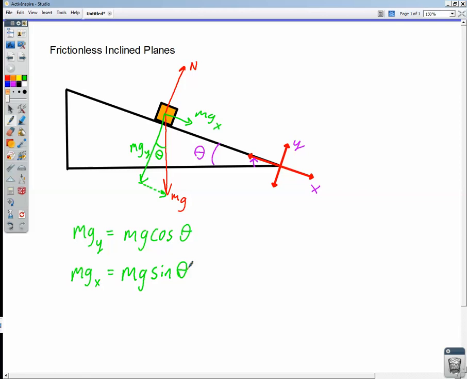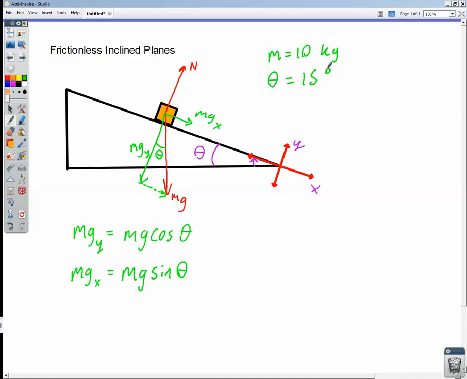Some textbooks will call that mgx the force parallel, because it's parallel to the ramp. Some textbooks will call the y component of the weight force perpendicular, because it's perpendicular to the ramp. I'm going to keep with mgx and mgy, or F weight in the x direction, F weight in the y direction. Okay? So now if we throw some numbers in here, and let's say that the mass of the block is 10 kilograms, and our ramp is inclined at 15 degrees, then we can actually solve for the acceleration of the block down the ramp.